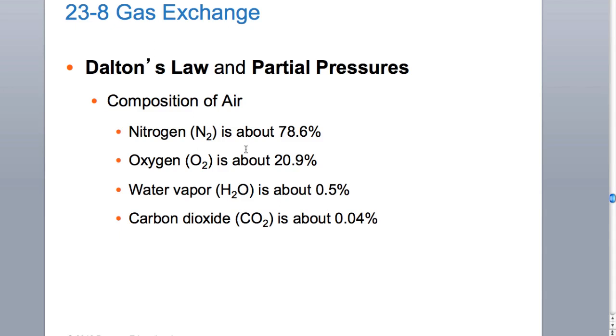Now, how do I figure out what the partial pressure is for each of these? Well, I have to multiply the percentage by the 1 atm, the 760 millimeters of mercury. That will tell me what the partial pressure is at sea level.